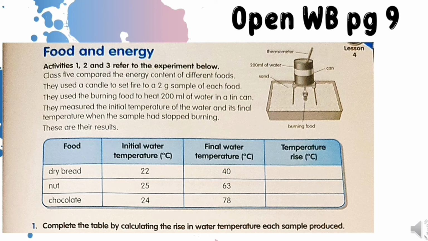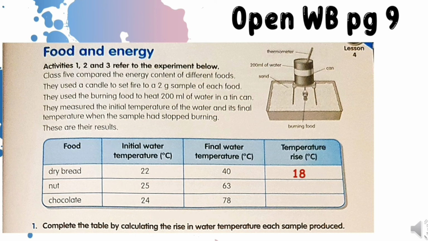Now the third column is empty and your task is to complete the table by calculating the rise in water temperature each sample produced. Now how do we find the rise in temperature? Yes, we subtract between them. The final minus the initial, you will see how much it has risen. So the first one you need to do 40 minus 22. What's your answer? It is 18.